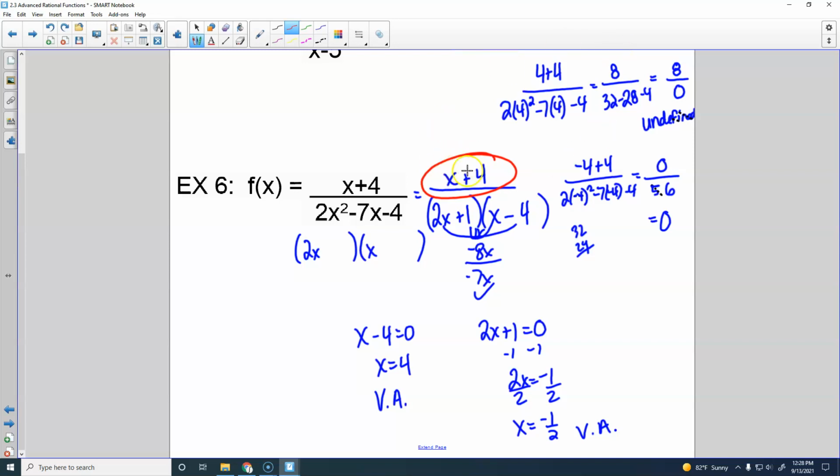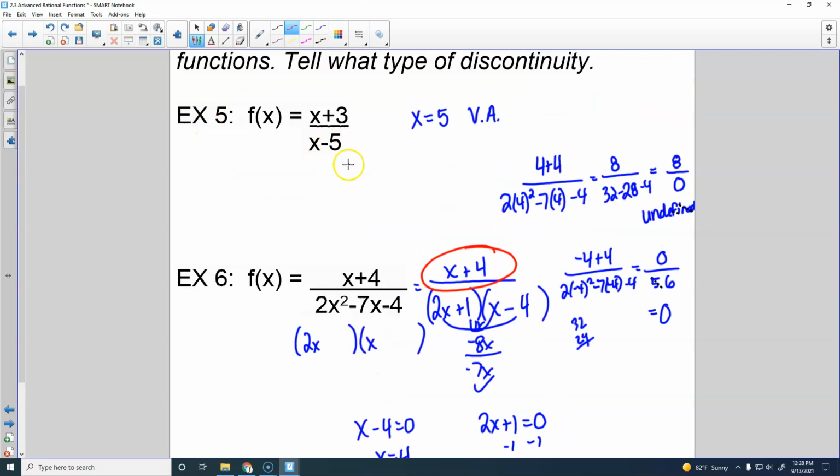Yeah, so we did not cancel these because this one was a plus and this one was a minus. But if it was x minus 4, yes, we would cancel. We'd still have a discontinuity at 4, but it would be a hole instead of a vertical asymptote. So whatever's on the bottom is always going to be a discontinuity, but if it cancels, it's a hole instead of a vertical asymptote. If nothing canceled in the beginning, you're going to have 2 of them. Yes, unless it's like the first one where you didn't have to factor in the first place.